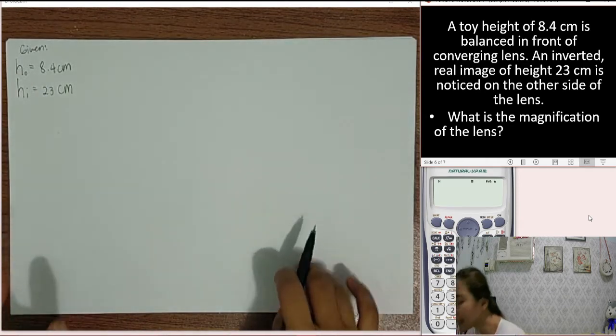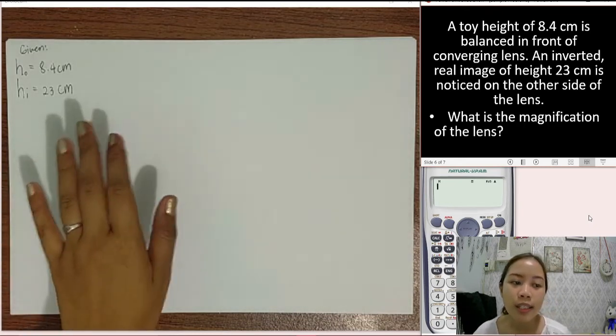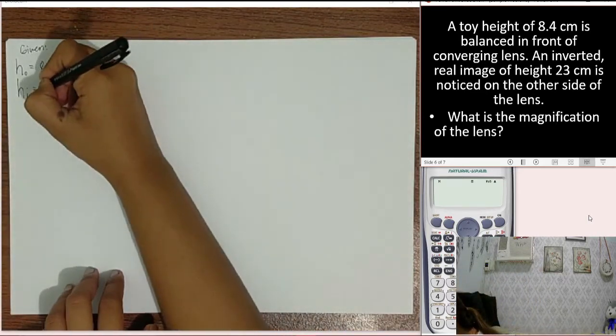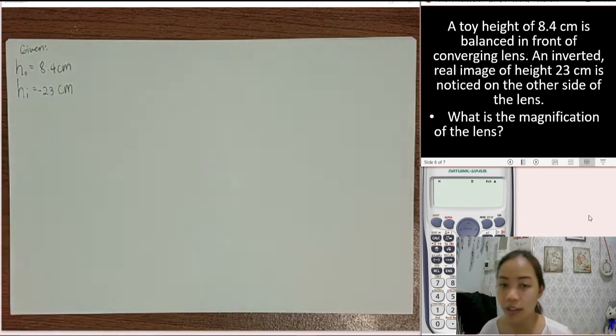Take note that in the problem, it is specified that the image is inverted. So since the image is inverted, as we list the given, HI should be negative, because it is inverted, meaning it is below the optical axis. That's why it is negative in our listing. Understood? Okay. What is the magnification of the lens?